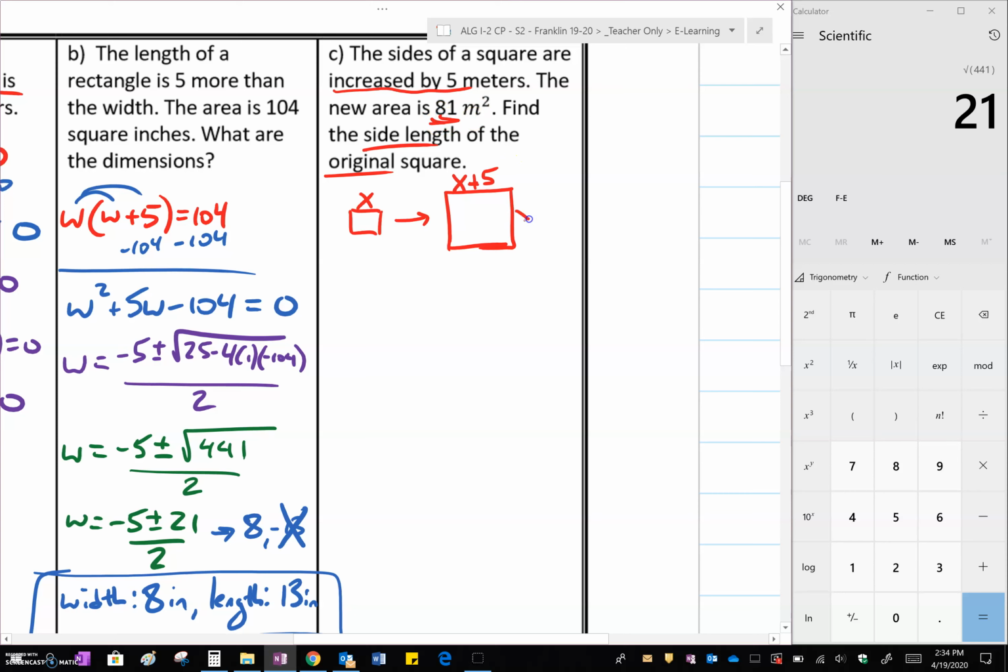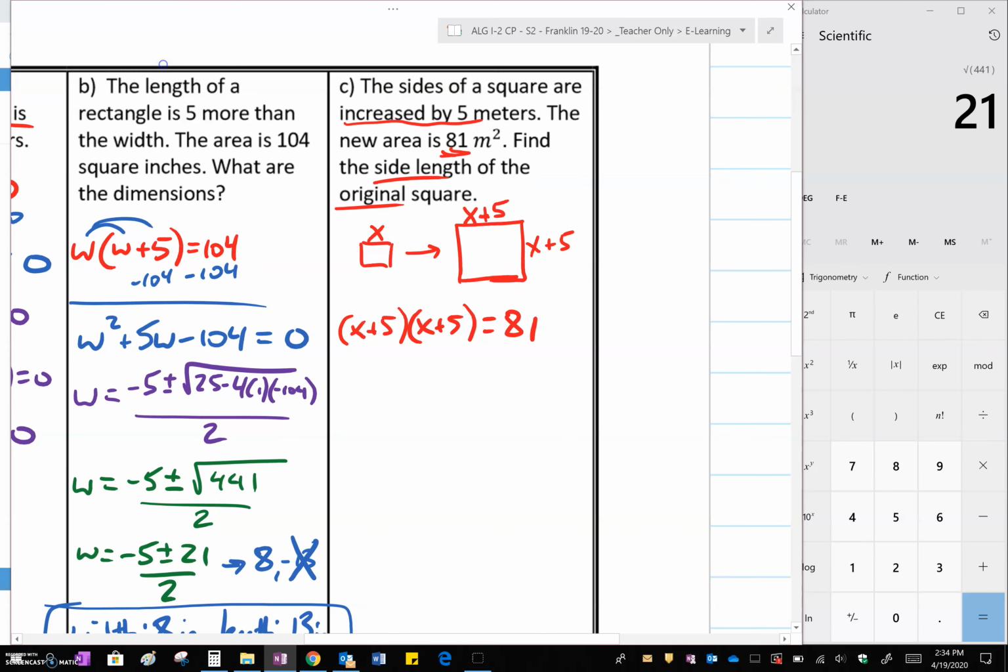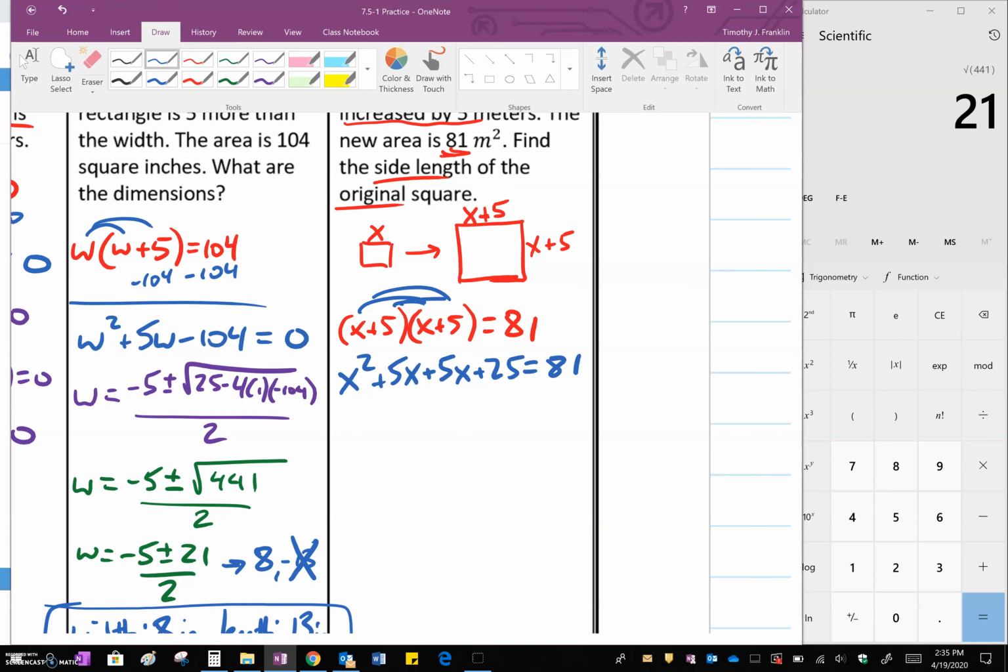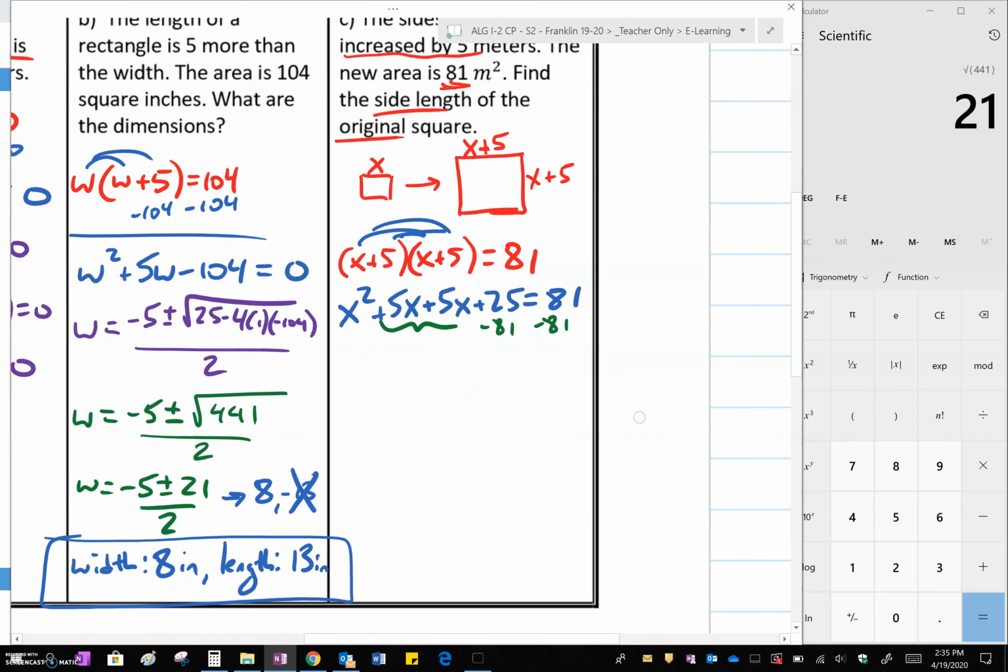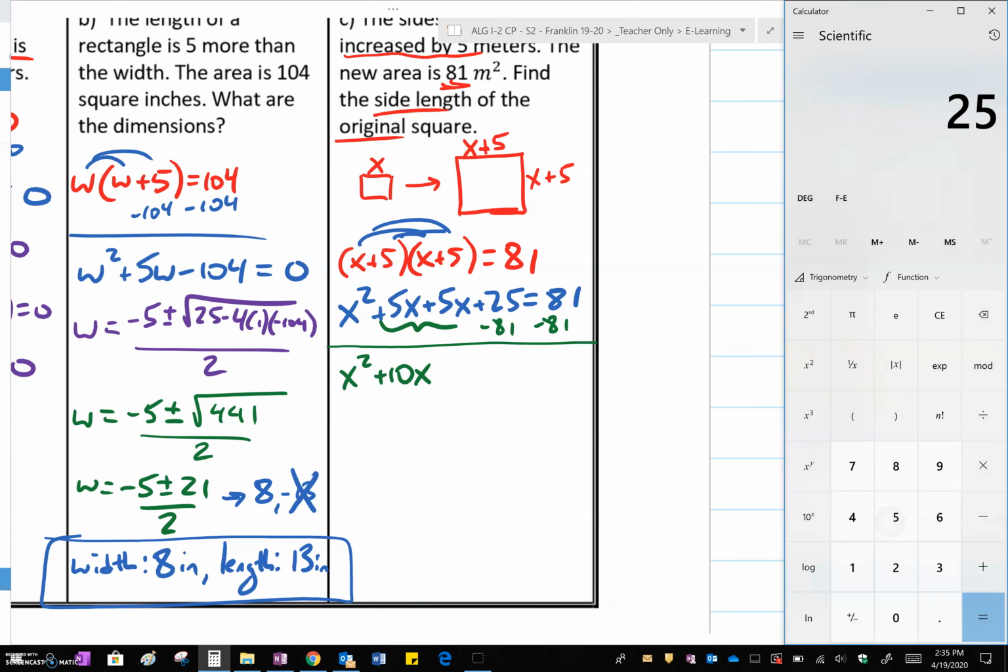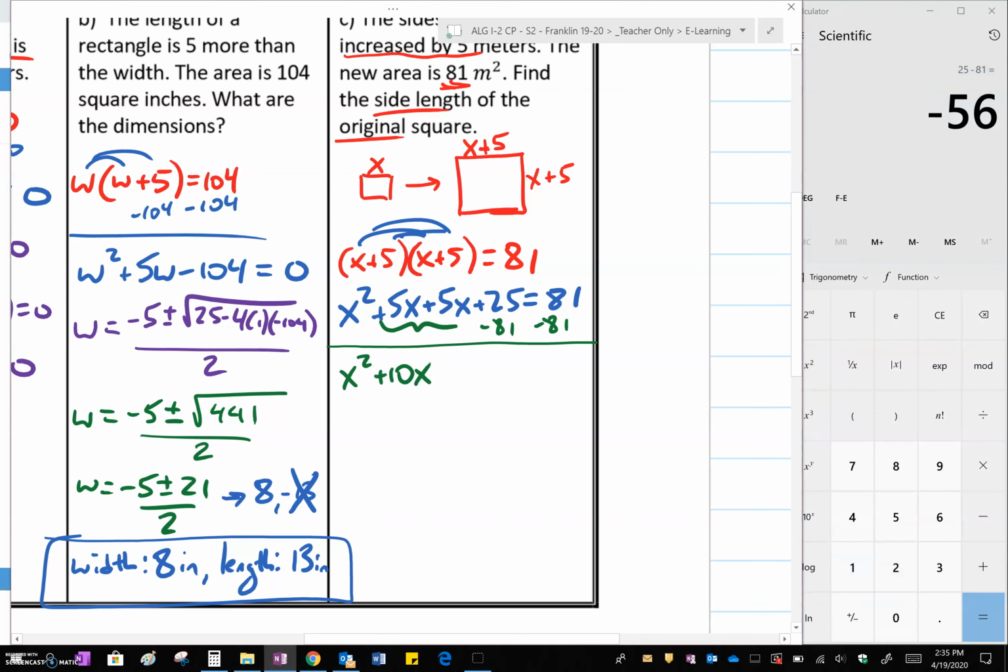Well, the area of a square is side times side. So basically we have x plus 5 times x plus 5 equals 81. So we have to do a little more math here. So x squared plus 5x plus 5x plus 25 equals 81. We can combine these and subtract 81 from both sides to get our equation in our nice standard form. So x squared plus 10x and 25 minus 81 is -56.